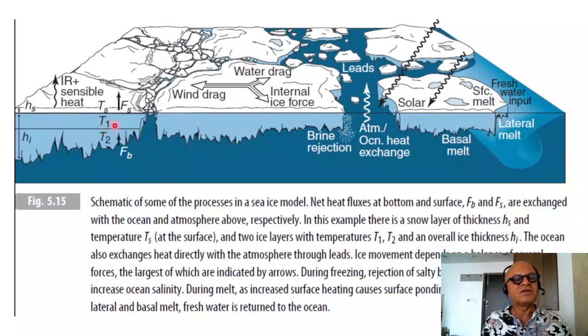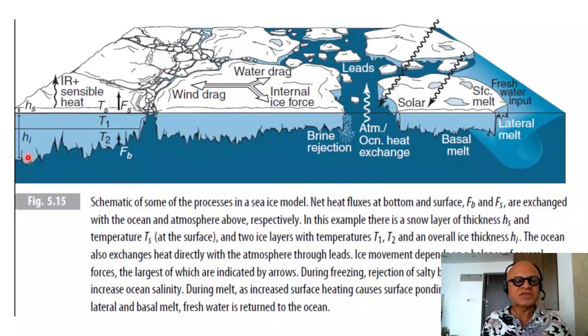So there is a near surface layer that's interacting with the atmosphere more closely than the layer below. Beyond a certain thickness, that layer is not as closely interacting with the atmosphere as the upper part of the sea ice. So that's a detail as well. And an overall ice thickness of HI.